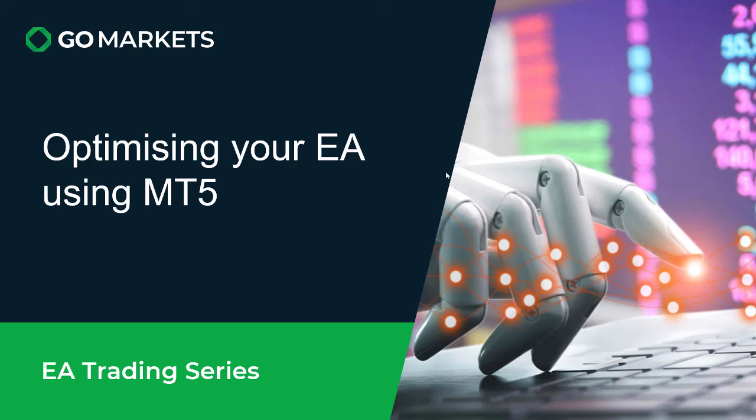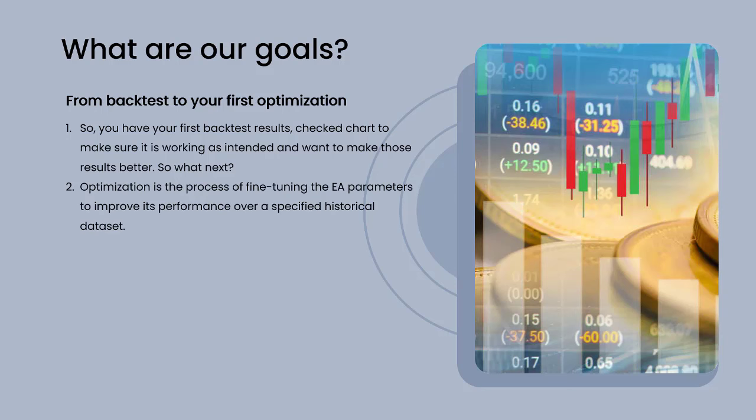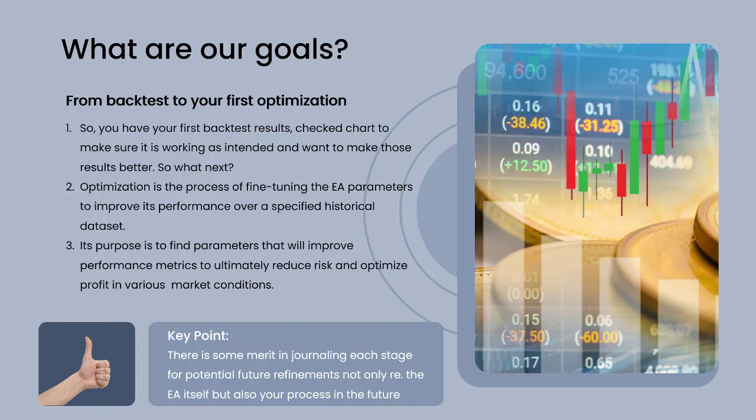Rather than doing it one at a time, we're going to get the computer to do the hard work and to make things better. So really, if you look at our goals, initially we've got our first back test results. We've made sure the chart says that it's doing what we expect it to do, and we want to make those results better. So we move into this process called optimization, which is fine-tuning those parameters to improve its performance over a specified historical data set. Its purpose is to improve those performance metrics to ultimately reduce risk and optimize profit in various market conditions. So what we'll do is we'll test a number of parameters at the same time over a long period of time to see if we can make things look better.